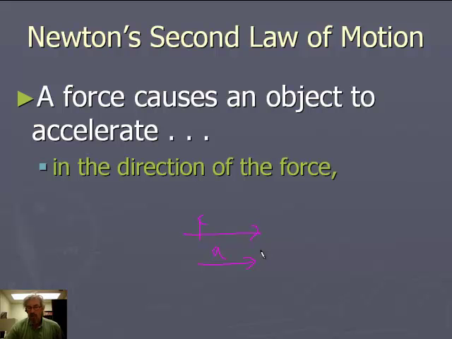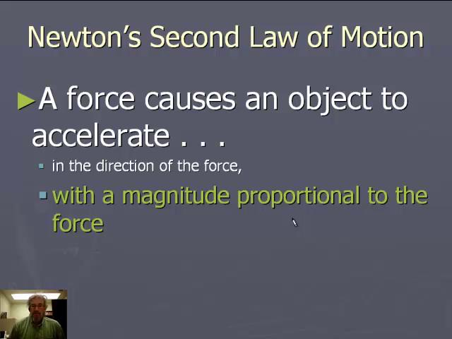Now, acceleration doesn't always mean you're going faster. Acceleration may also mean that you're going slower. If the velocity was in the opposite direction of the force, if I'm moving west and I put a force on this way, if this is speed and this is force, I'm going to have an acceleration in this direction, and that'll actually slow things down. Sometimes we call that a deceleration.